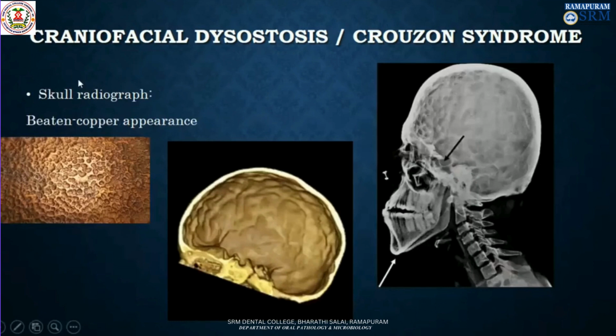So if we take a skull radiograph, we can see that the mandible appears prognathic and the maxilla is underdeveloped or hypoplastic. Then the orbit is shallow, and also the hypophyseal cavity is enlarged. Then there are multiple radiolucencies present in the skull. This we call beaten copper appearance. So this is how a beaten copper appears. Similarly, in these patients, because of the increased intracranial pressure, the markings of the gyri are very prominent in the skull, leading to beaten copper appearance.